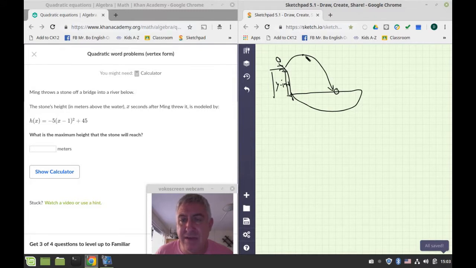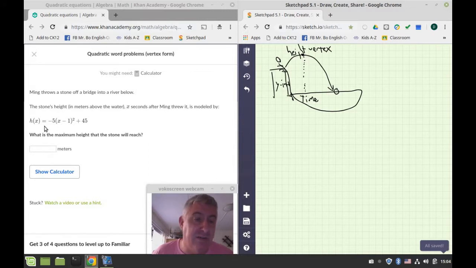And we have the vertex, and the vertex tells us both the time and the height when it's at its maximum. And the question here is, what is the maximum height that the stone will reach? So we need to find, first of all, the time that it's the highest, and then we will find the top, right?